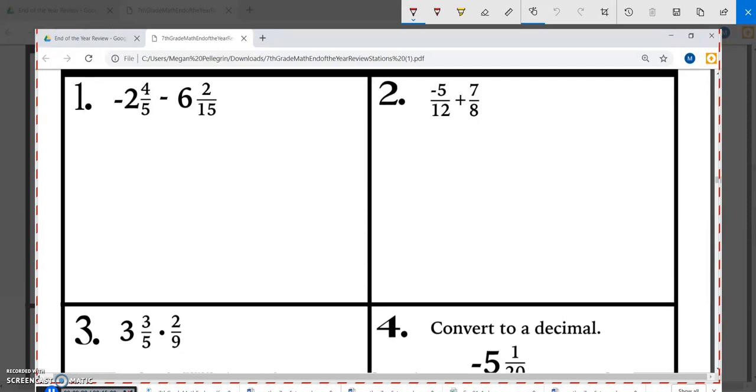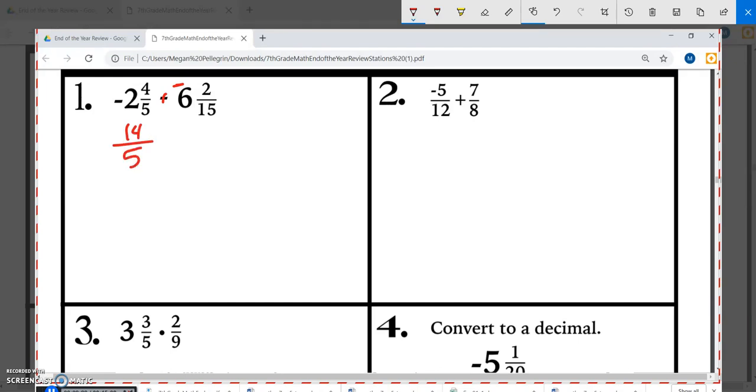And so on this one, I know that I am adding them because I have a -2 4/5 and a -6 2/15. If you need to see that by keep, change, and change, you're welcome to do that so that you can see that this is adding two negatives. Okay. The next thing it tells me is that if I have any mixed numbers, I need to change them. So 2 times 5 is 10, plus 4 is 14. So I have 14 over 5.